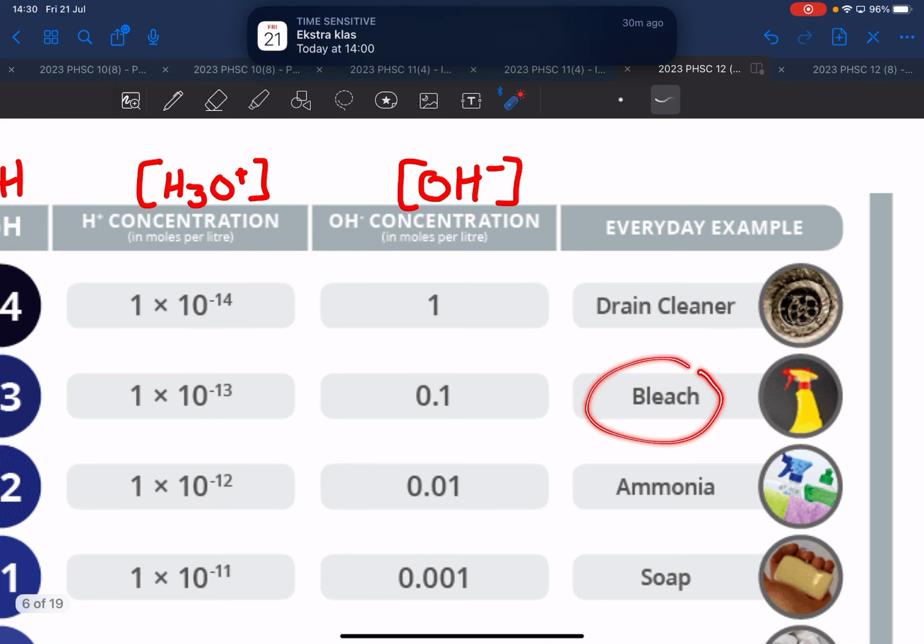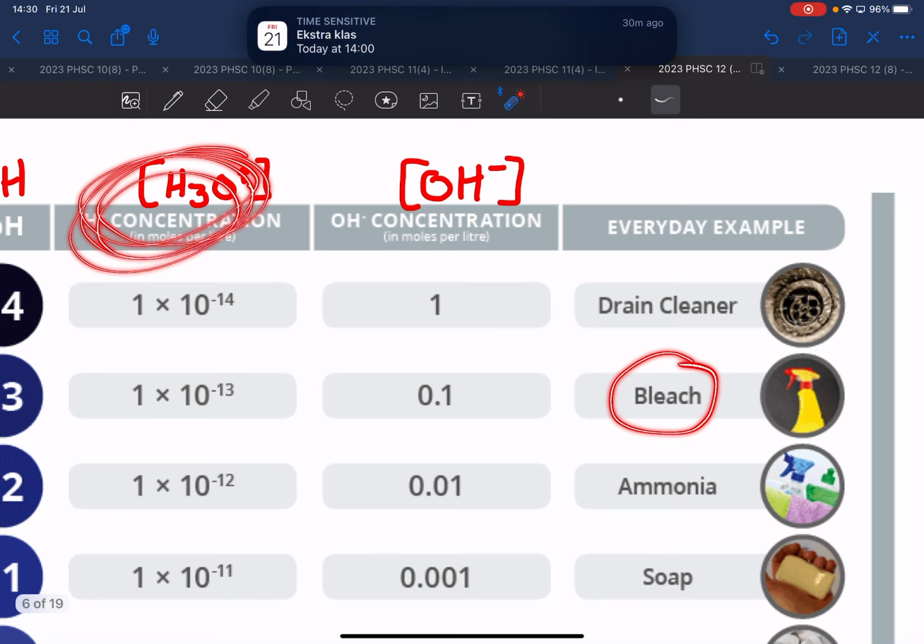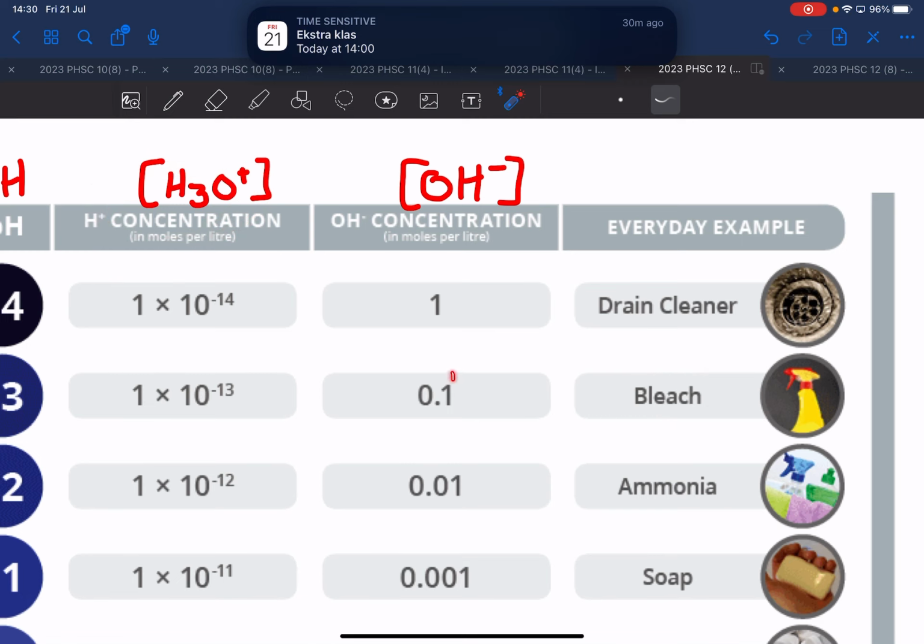Use your common sense. Bleach, 10 to the power negative 13. High or low? Low. So bleach does not have a lot of acid particles. But its base part is very big. That is 1 times 10 to the power negative 1. Okay, so you can see a lot of base particles, not a lot of acid particles.